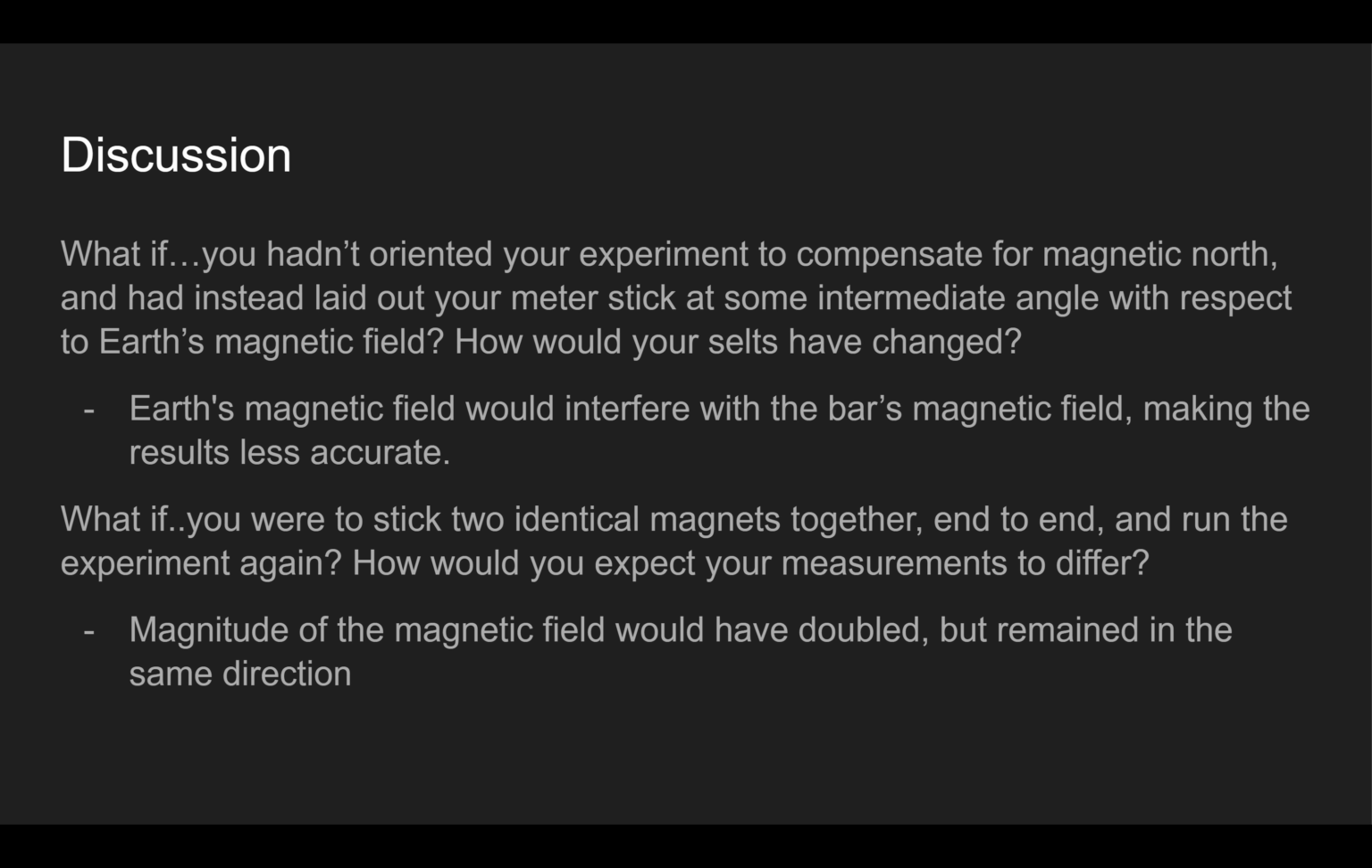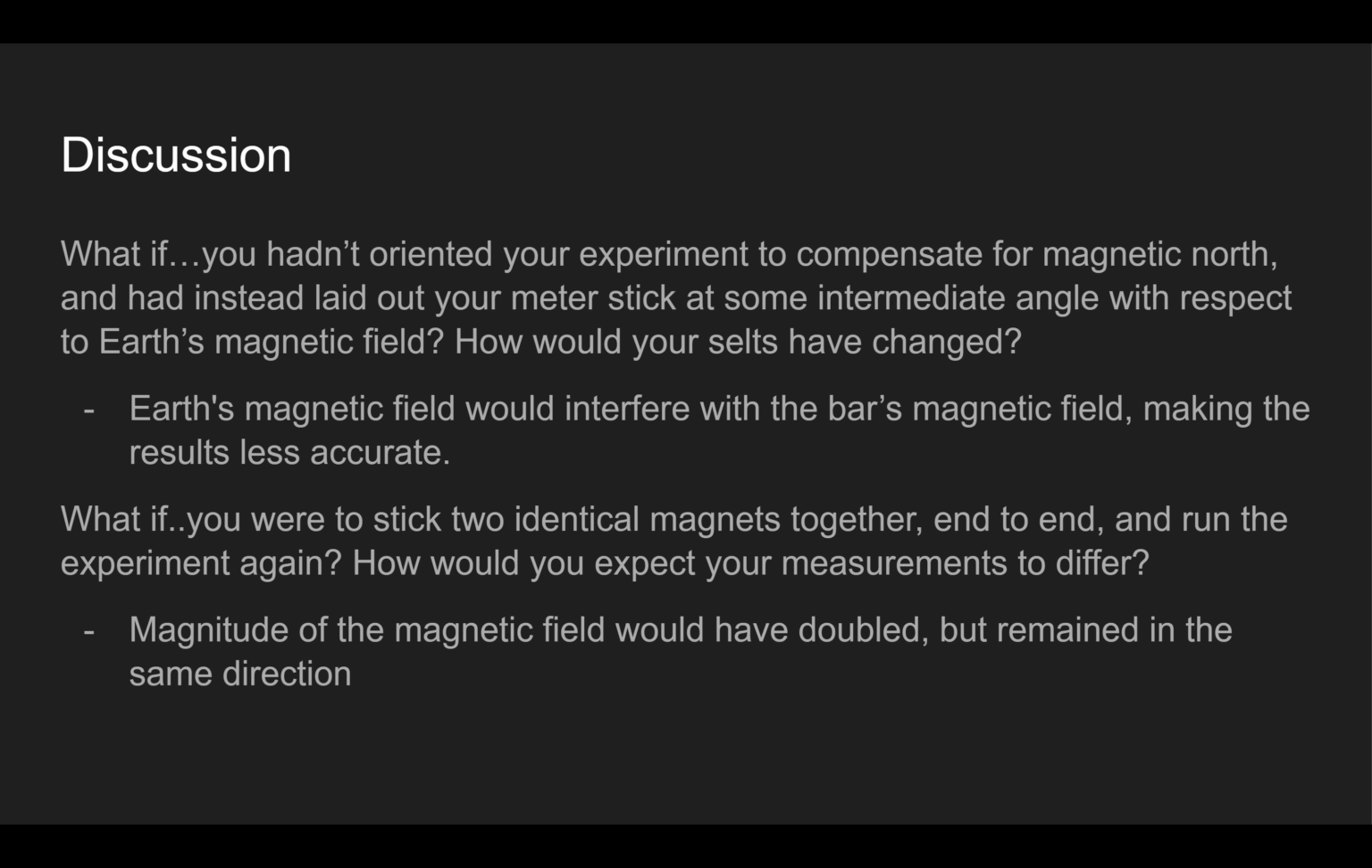So here's the discussion. What if you hadn't oriented your experiment to compensate for magnetic north and had instead laid out your meter stick at some intermediate angle with respect to the Earth's magnetic field? How would your results have changed? The Earth's magnetic field would interfere with the bar magnet's magnetic field, making the results less accurate.